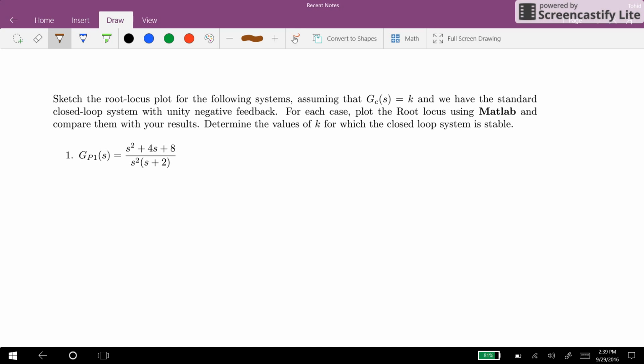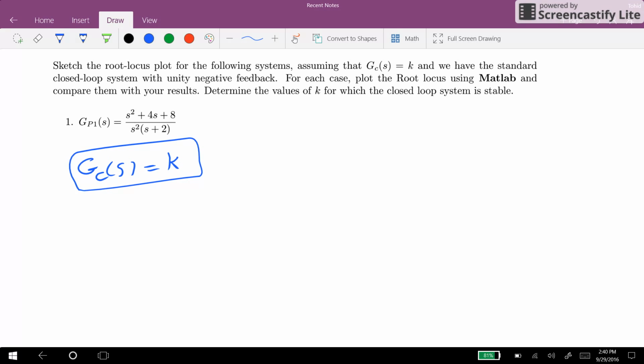And we assume that the controller here, GC of s, is equal to K, or it's a proportional controller. And we want to sketch the root locus plot for this system.